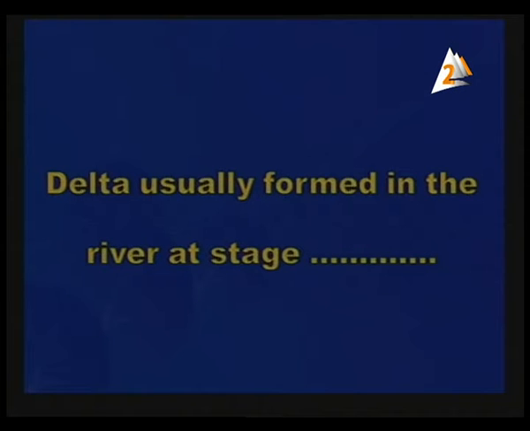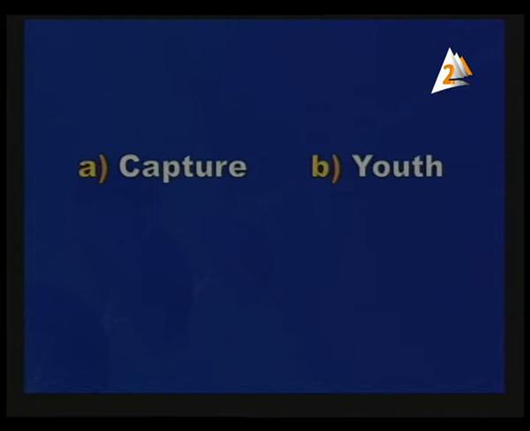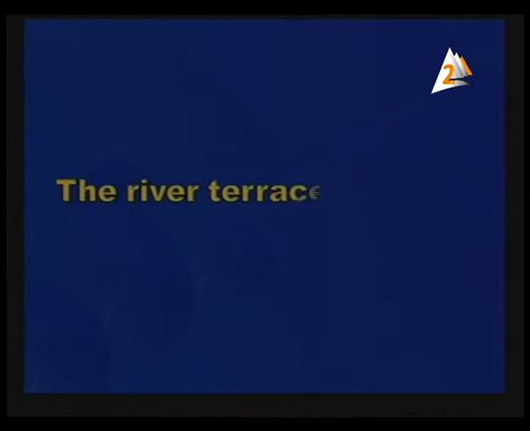A delta is usually formed in which river stage? Is it the capture, youth, mature, or old stage? As you know, my dear students, in the old river stage, the river reaches the sea and starts making its deltas. So the stage here is the old stage of the river.